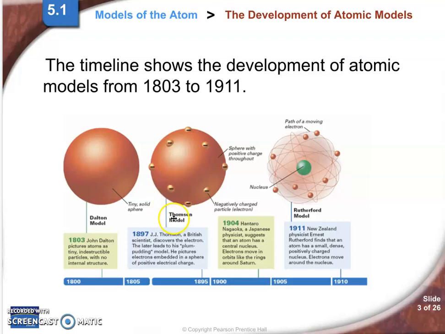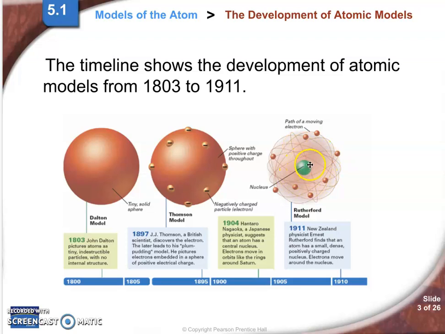After J.J. Thomson, Ernest Rutherford did a gold foil experiment. Remember the gold foil experiment? Because of this experiment, he got the Nobel Prize. With his gold foil experiment, he noticed that most of the alpha particles pass through. So he said, okay, there should be lots of empty space in the atomic structure.